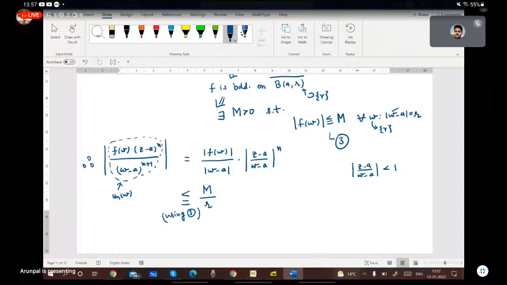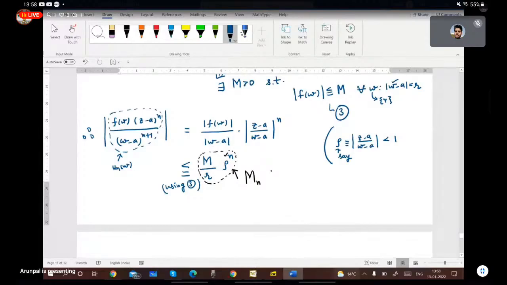So let us denote it by some real number, say rho. So I am writing it as rho to the power n. So take a note that here this rho is strictly smaller than 1. And now class, if you notice, capital M is fixed, small r is fixed, it is depending upon n. You call this number M_n. Is this okay class? So class, I think this is not difficult to understand for you.